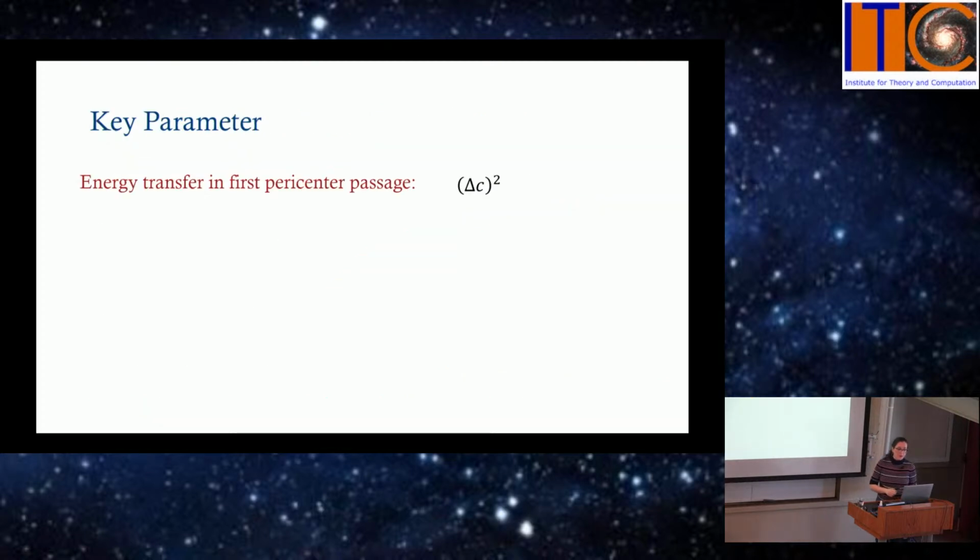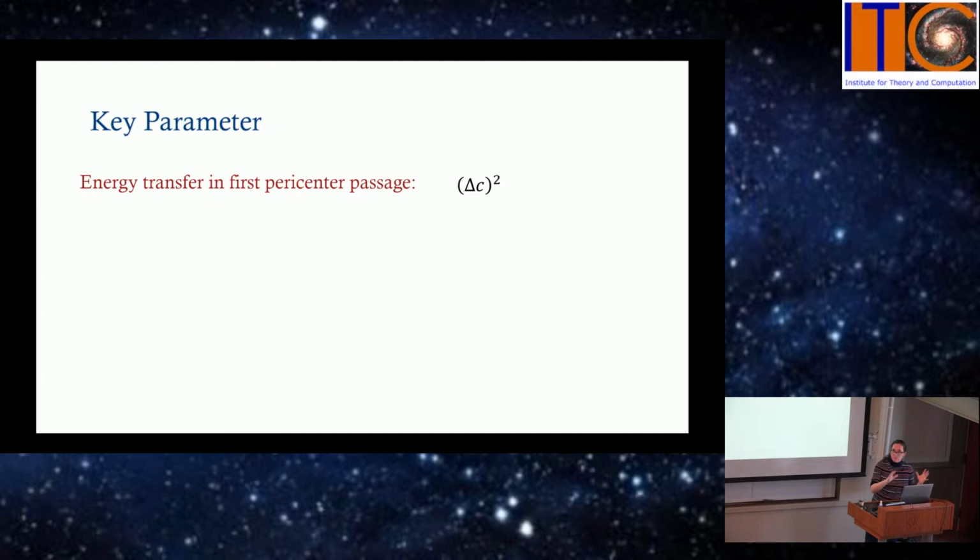There are a few parameters that determine how the system will evolve over time. The most important is the energy that's transferred in a single pericenter passage. So this is the change in mode amplitude squared. You can think of energy as related to the mode amplitude squared. It tells you how much energy is in the oscillation.